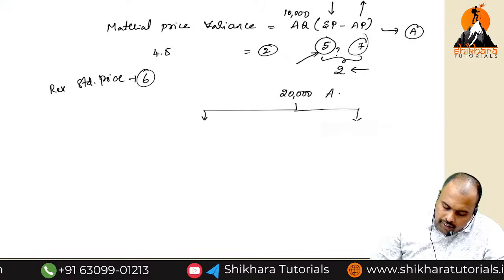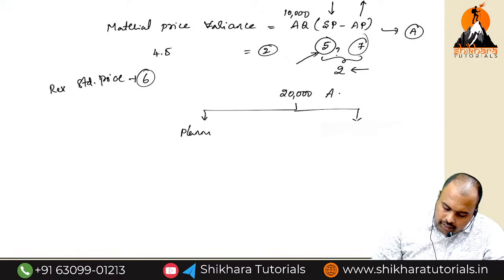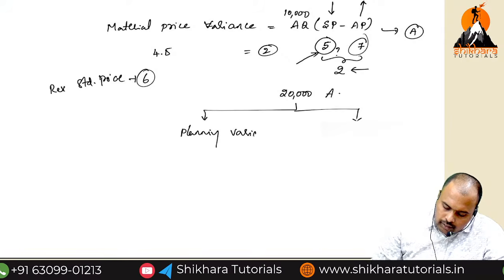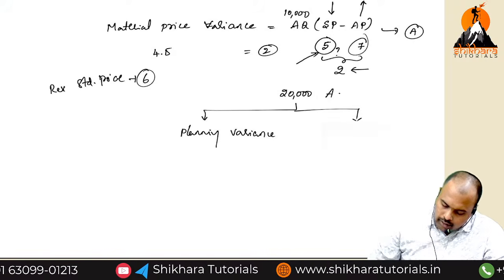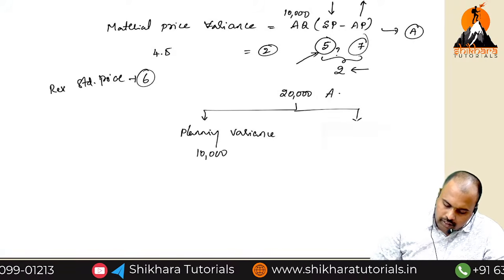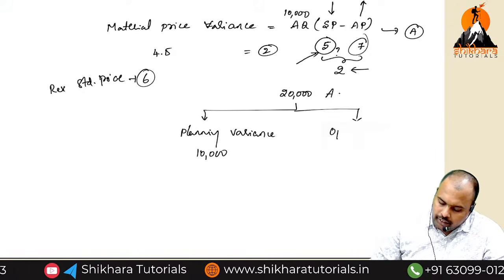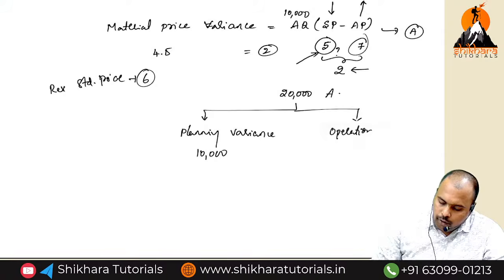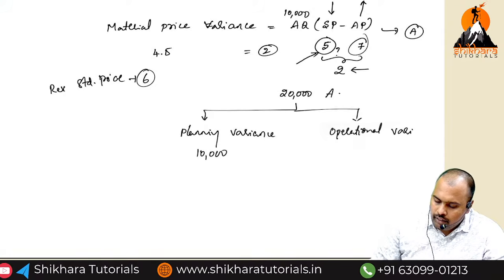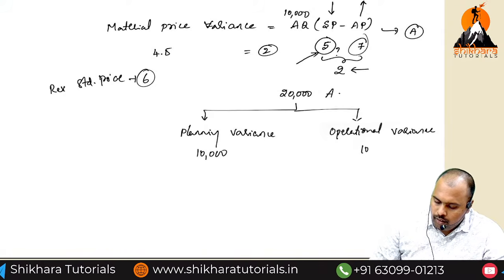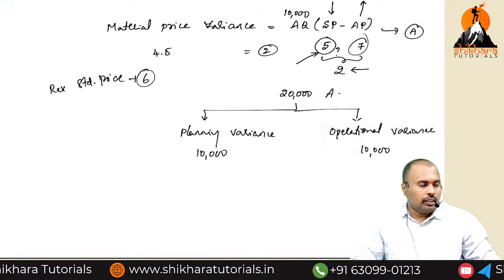So that is the reason why it is called planning variance. Planning variance is 10,000 and the remaining 10,000 is because of operational variances. That is nothing but because of operational inefficiency of a department. Operational variance is 10,000.